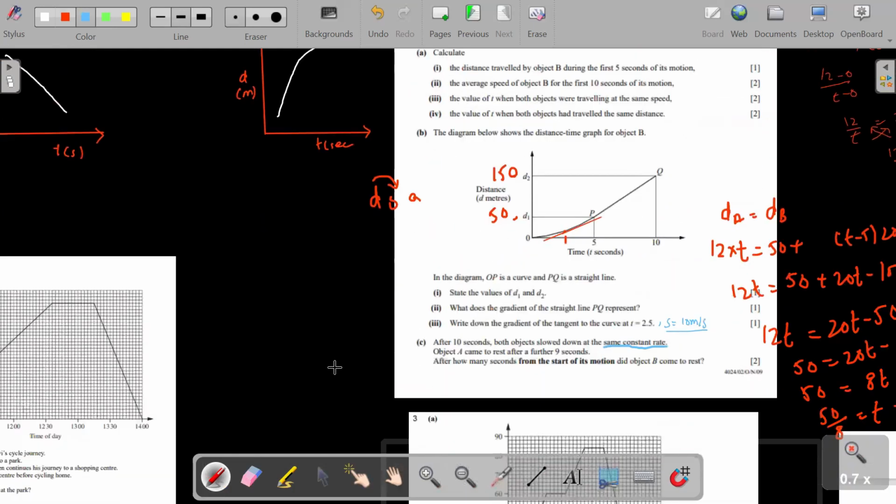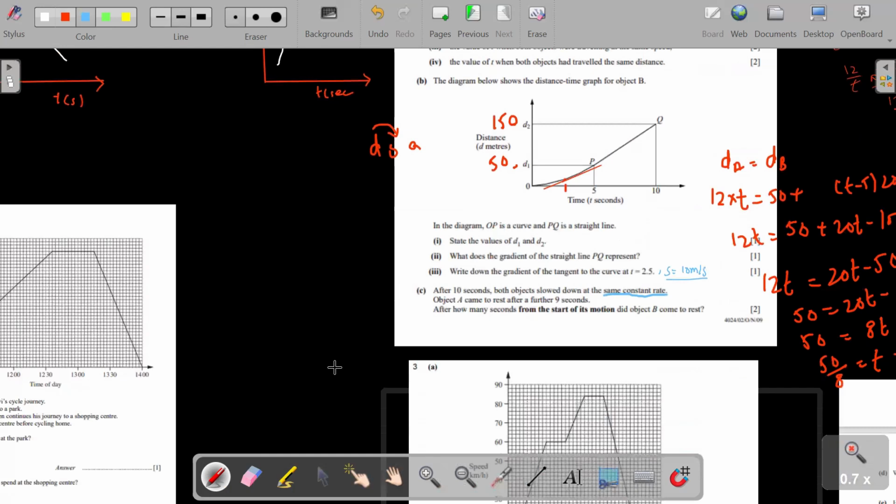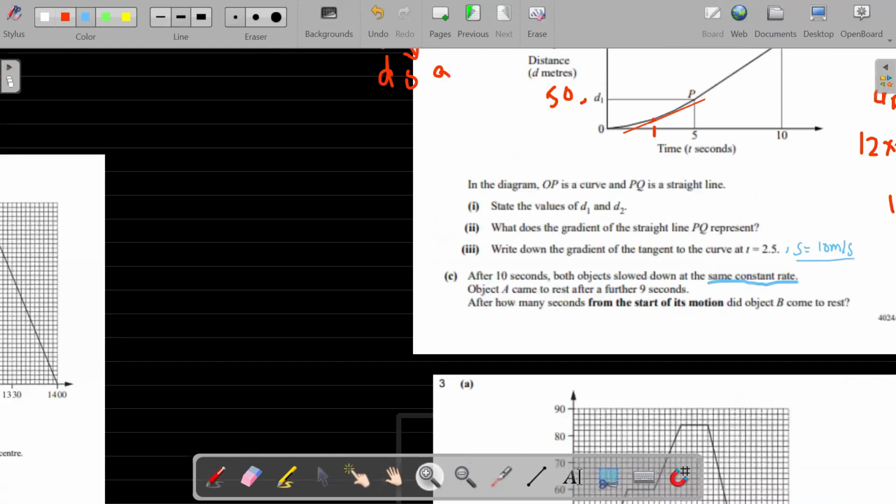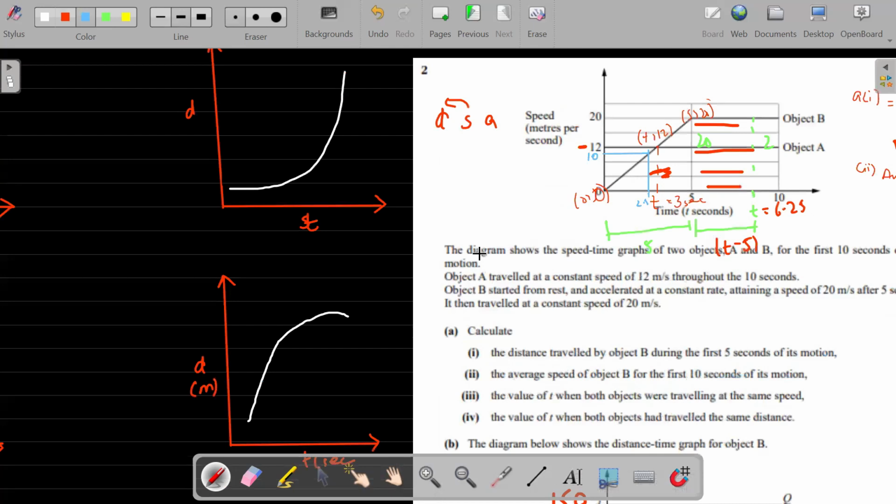Speed over time is acceleration, right? They are moving at the same rate, so speed over time can give me acceleration. I will write here that acceleration of A is equal to acceleration of B. The acceleration of A is basically 12 over 9, and that will be the same for B. For B, look, B has covered 20 meters per second speed.